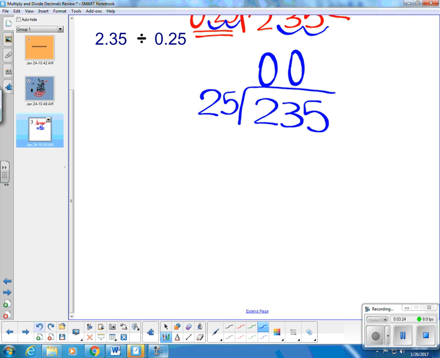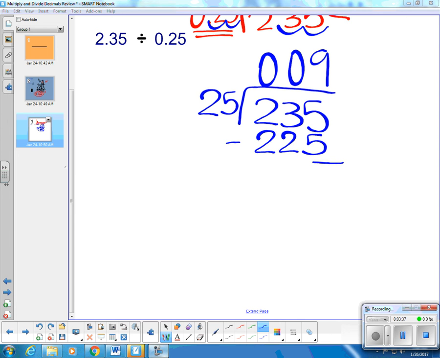Okay, how many times does 25 go into 235? Okay, 25 goes into 235 9 times. 25 times 9 is 225. And then we're going to go ahead and subtract. 5 minus 5 is 0. 3 minus 2 is 1. Okay, when you have something left but nothing else to bring down, you need to add a decimal and a 0. And then go ahead and bring that down.